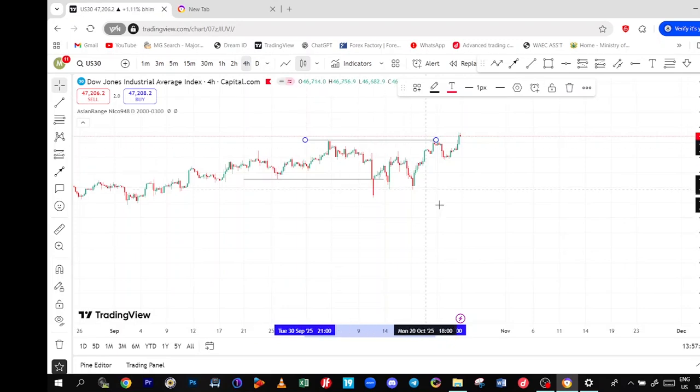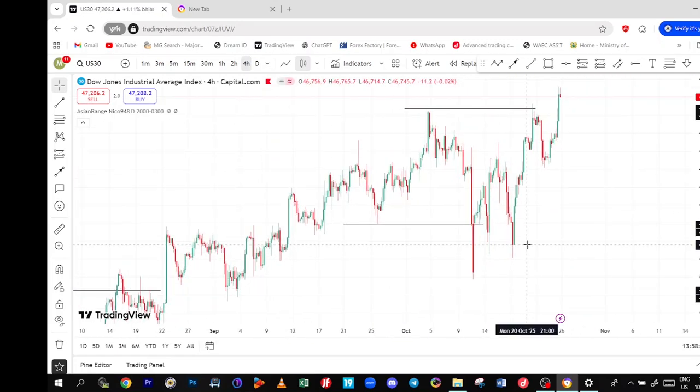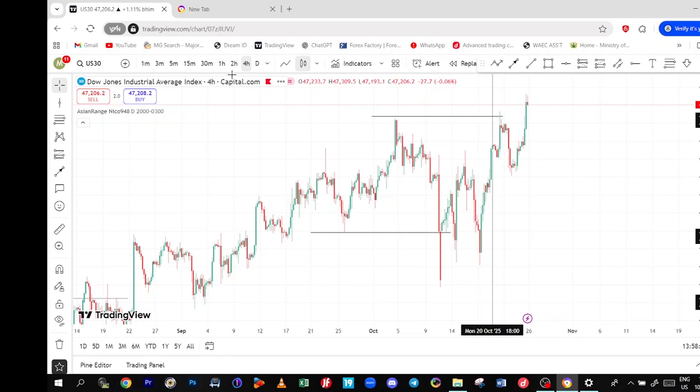So let's go to the 4 hours. When we get to the 4 hours, you can see the uptrend better. I think here was Monday. Let's put the line there. Monday was here. So it means that if you are in the uptrend and the market came and took the high here, we're looking for buys.